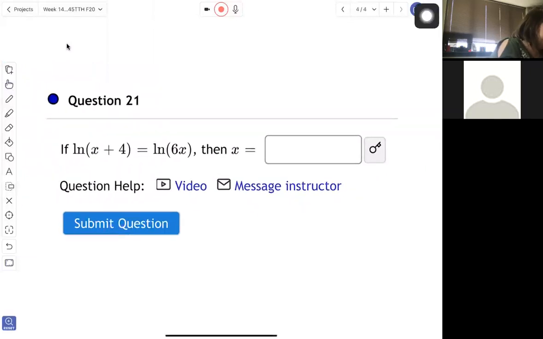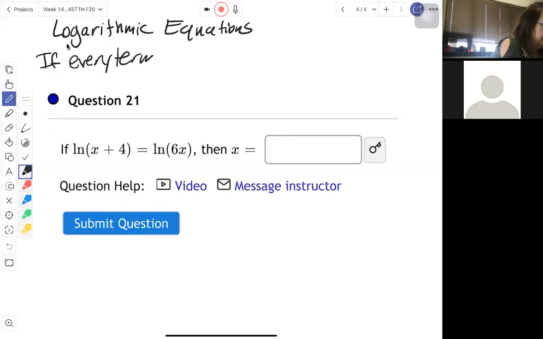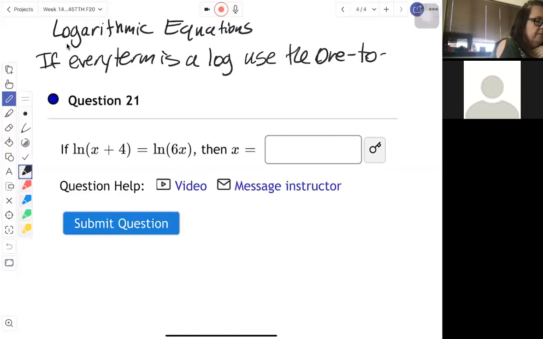Here's our first type. And for this one, every single term is a log, okay? So if every term is a logarithm, use the one-to-one property. Logarithms have a one-to-one property just like exponentials do. It's a little different, okay?